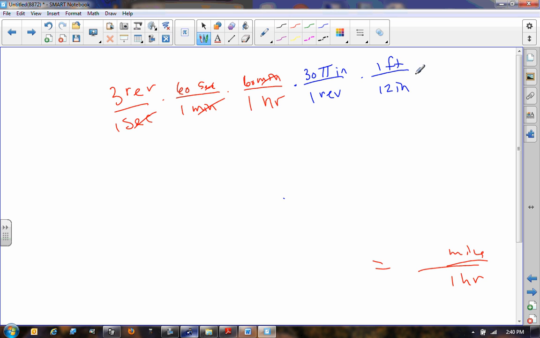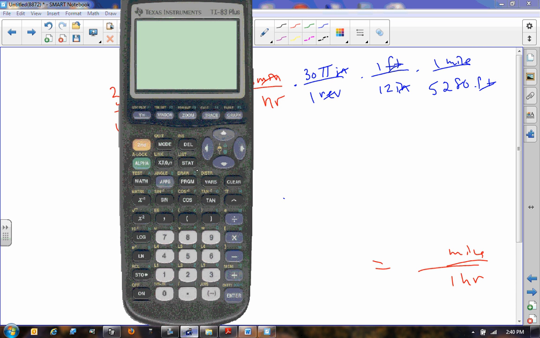How many feet are in a mile? 1 mile. So I want mile up top. I want to get rid of feet. That's 5,280. Cancel out, follow your units. Revolutions went away. Inches went away. Feet go away. You're left with miles up top, hours on the bottom. So now it's just a matter of typing it all in.